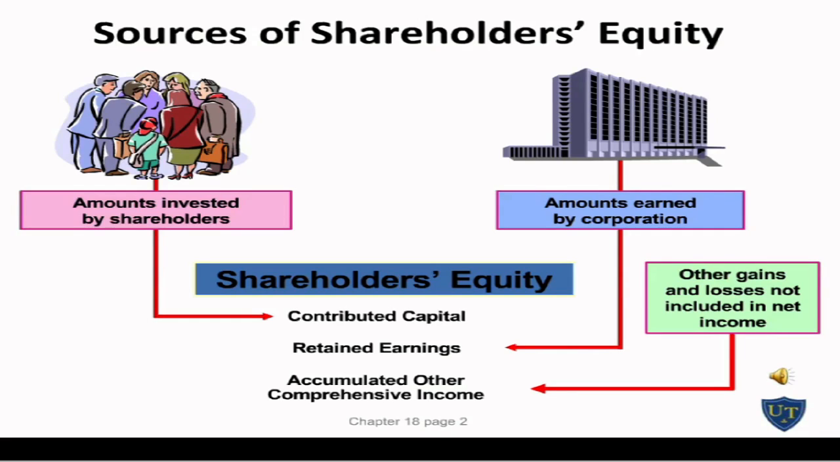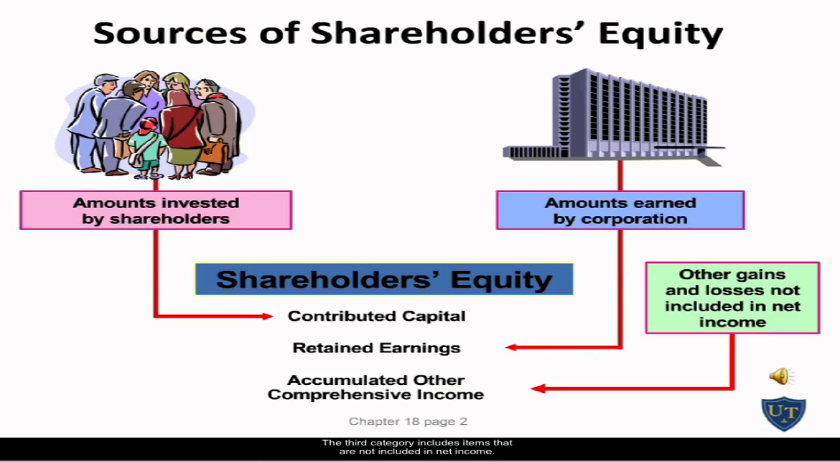Stockholders' equity. On the left, the amounts invested by the shareholders will be shown in stockholders' equity on the balance sheet as contributed capital. A second source of stockholders' equity is the amounts that have been earned by the company. Those are shown on the income statement, basically net income, and sometimes this category is called earned equity. On the balance sheet, this shows up as retained earnings.